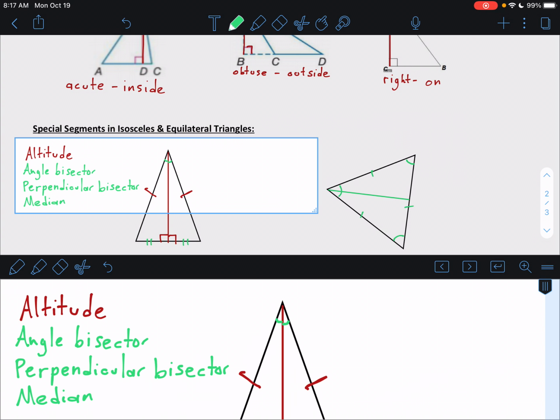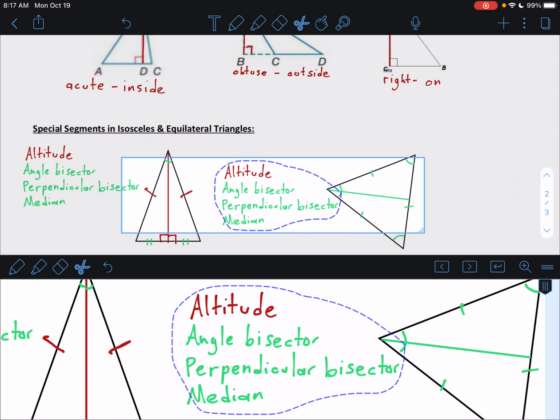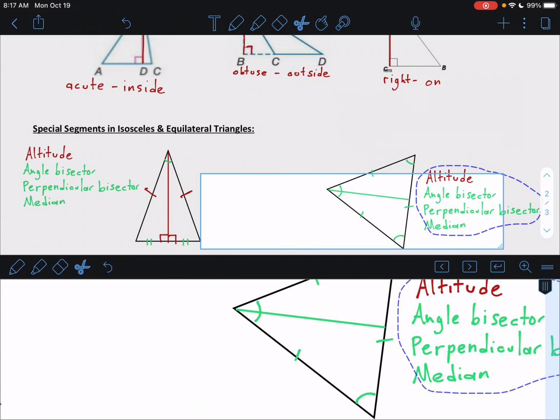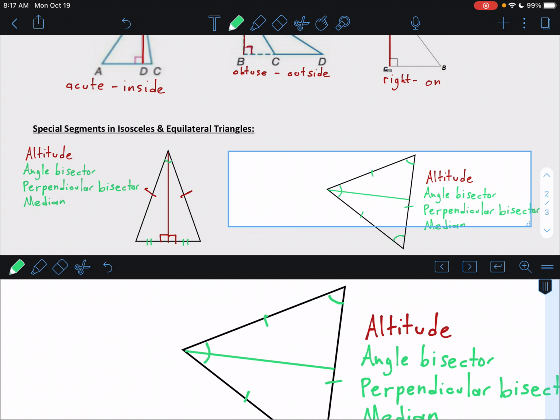So I'll just copy and paste again. I'll bring it over here. Okay, so it will also be all 4. And that's if it's going through any of the 3 on an equilateral triangle. Only with equilateral triangles though. So if you see it identified as equilateral and it is one of these special segments, you can identify it as all 4.